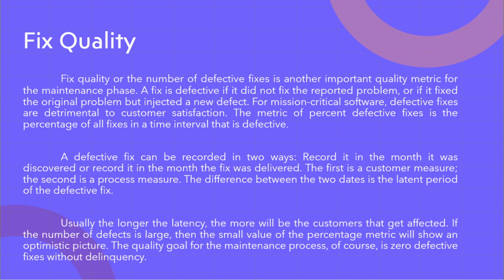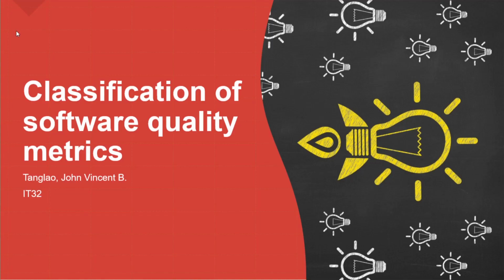If the number of defects is large, then a small value of the percentage metric will show an optimistic picture. The quality goal for the maintenance process, of course, is zero defective fixes without delinquency. And that is all for classification of software quality metrics.